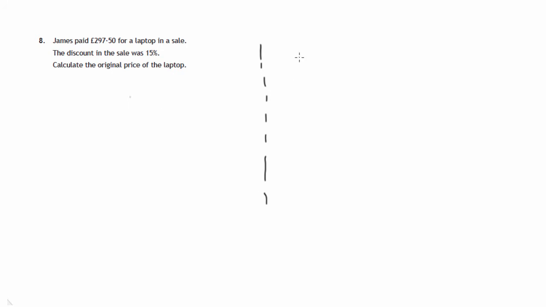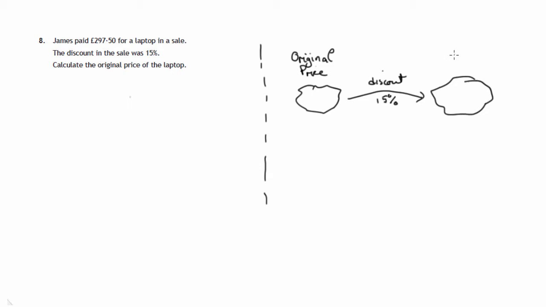So let's just think about this. We've got an original price. That's not the sale price, the original price, whatever that was. We've then got a discount of 15%. And then we've got the sale price, which we're told is £297.50. And we're asked to find that original price.